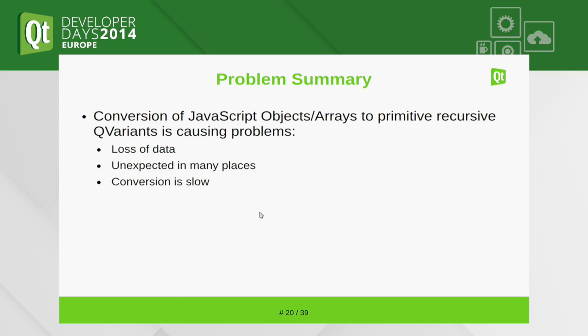And to top it all off, converting this JavaScript object or JavaScript array to a QVariant list or QVariant map is actually a bit of a tedious thing to do. It takes time. You have to allocate a QVariant map first and then insert the keys when you already have the JavaScript object.